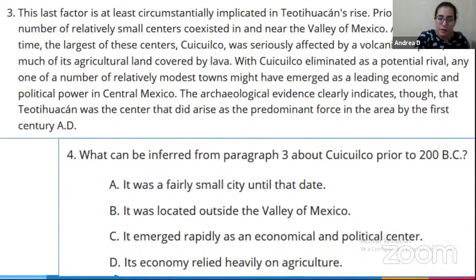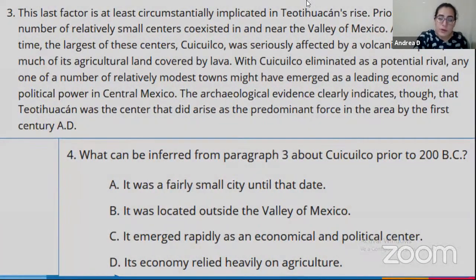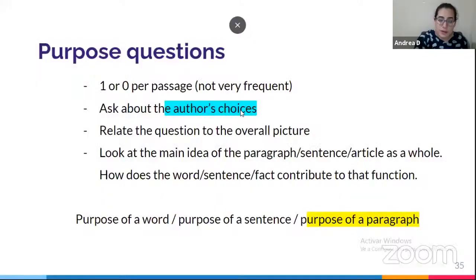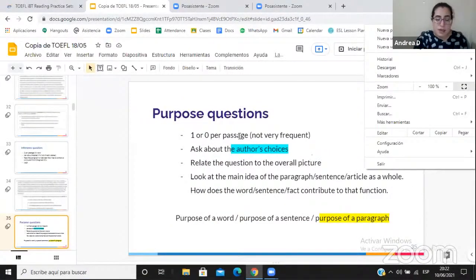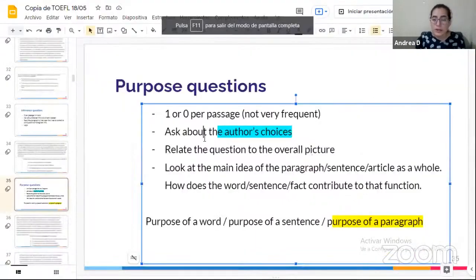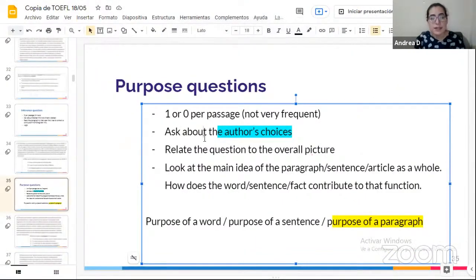All right, that's good. Now the next one, not the final one. We have purpose questions. As the name suggests, they're asking for the purpose of something. In this case, it will be the purpose of either a word, a sentence, or sometimes a paragraph.